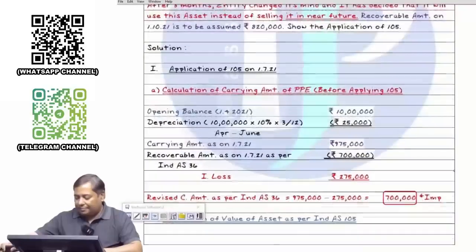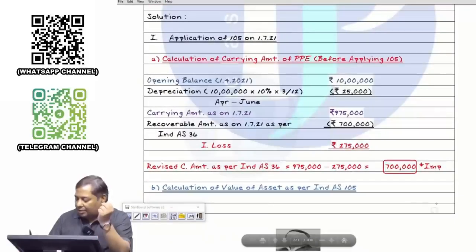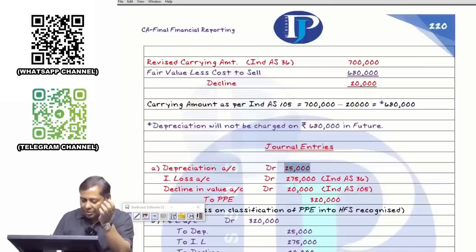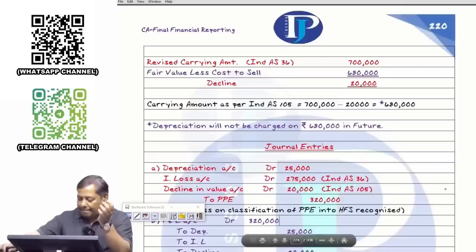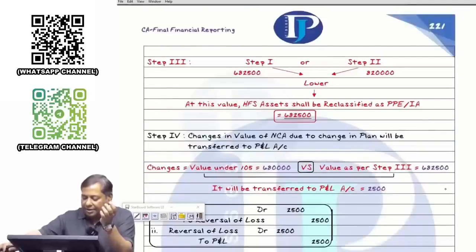It's the same question. First it was 975, then 975 to 75. Then 7 lakhs were revised. First we applied 105, 20,000 came in and 680 was revised. Carrying amount 680, general entries were passed: 25,000 depreciation, loss 275, 20 as decline, all these are written off. After the write-off, we started change in plan.